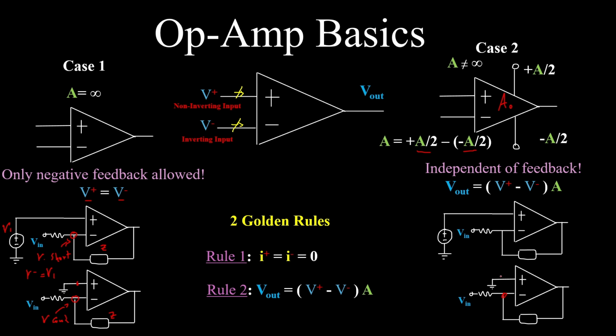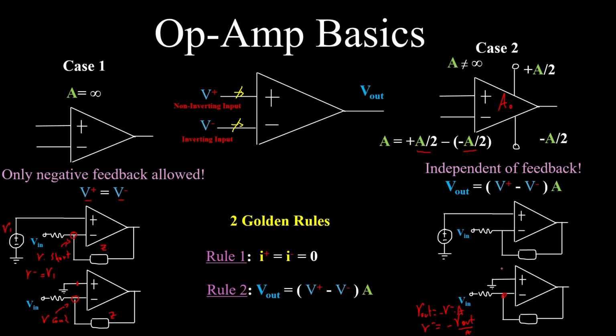This V minus is not going to have a value of 0 now, because this gain over here is not infinitely large. So since this is not infinitely large, if V plus is 0, we'll have that V out is going to be equal to minus V minus times A. So V minus is going to be equal to minus V out over A. Clearly, if the gain here is infinite, this V minus reduces to 0 like our previous case from before.